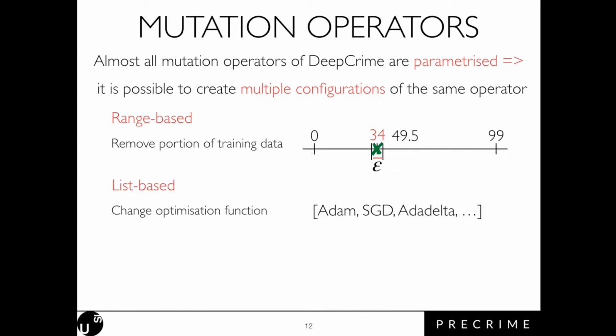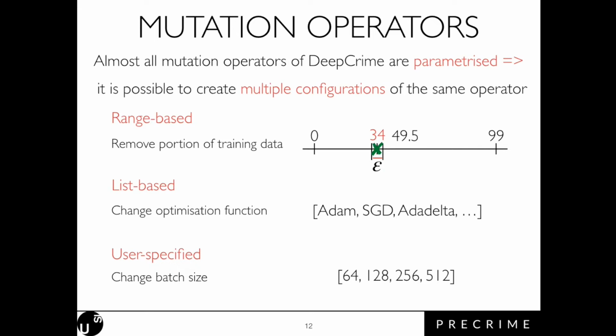Then we have other operators that are list-based. For example, if we want to mutate a model by changing the optimization function, in Keras and TensorFlow we have different options such as stochastic gradient descent or Adadelta or other ones. So here the configuration would be changing to a different optimizer. Or we can have user-specified parameter ranges, such as changing the batch size. We can manually say to the tool which configuration we want to use.